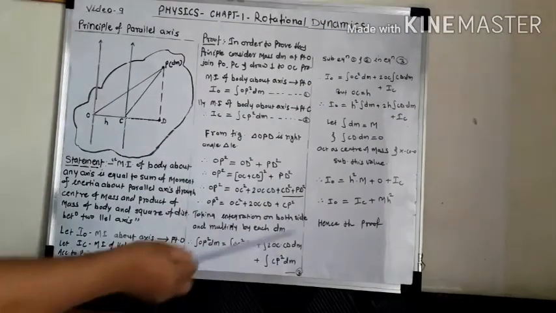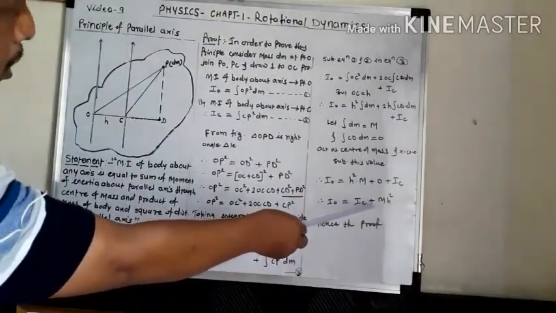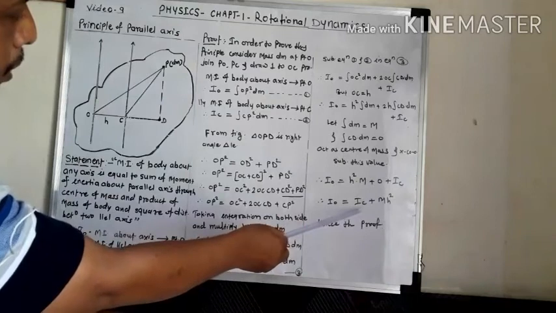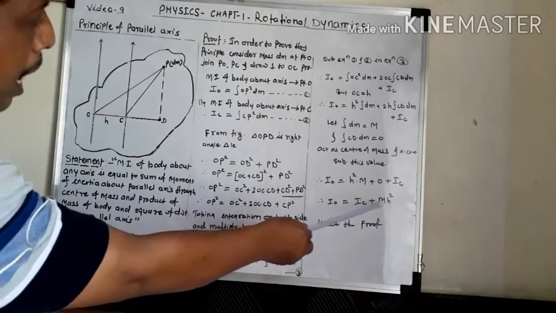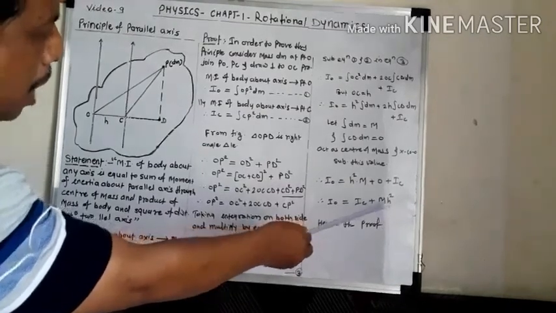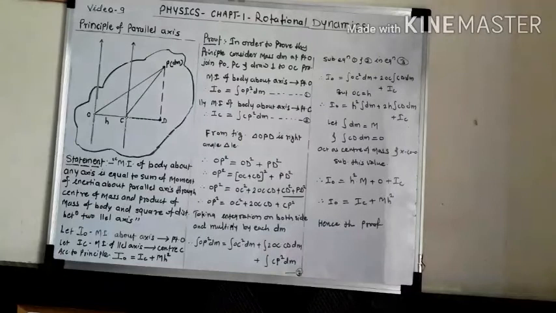That means the MI of the body about any axis is equal to the sum of the moment of inertia about the parallel axis passing through the center of mass and the product of mass and the square of the distance between the two parallel axes. Hence the proof.